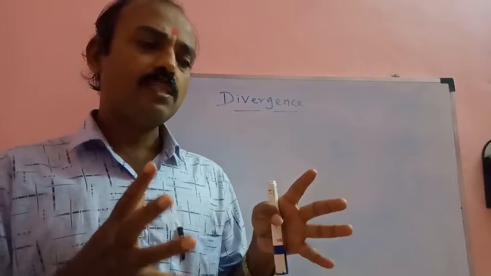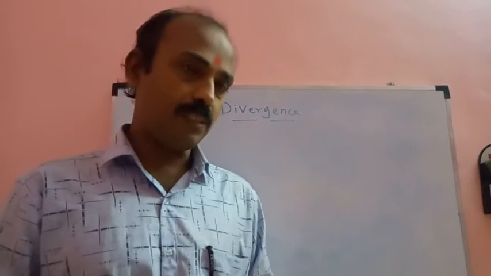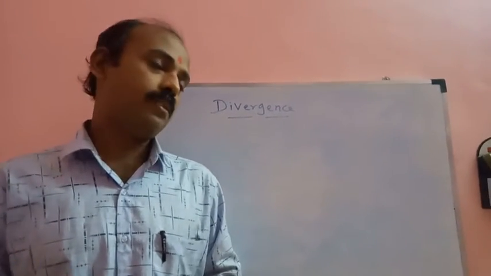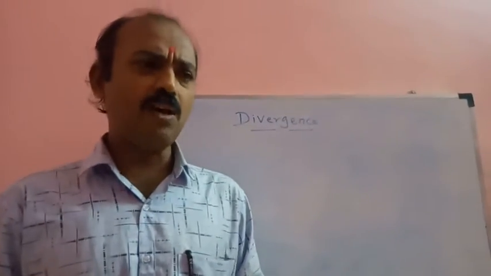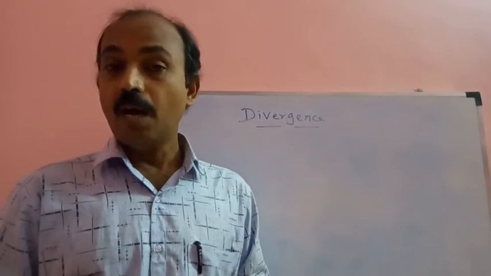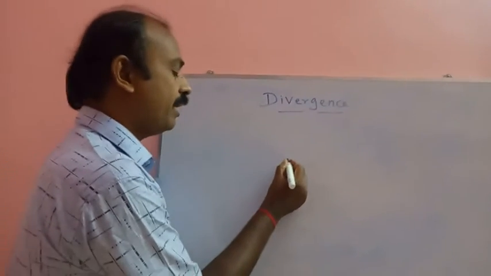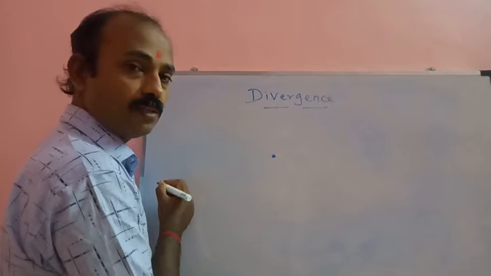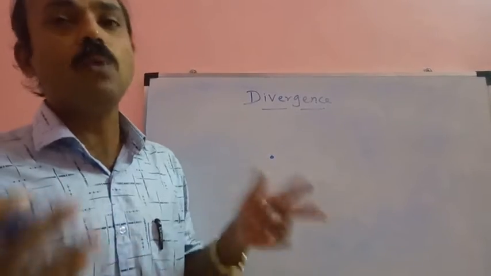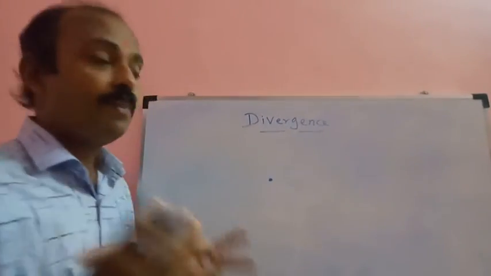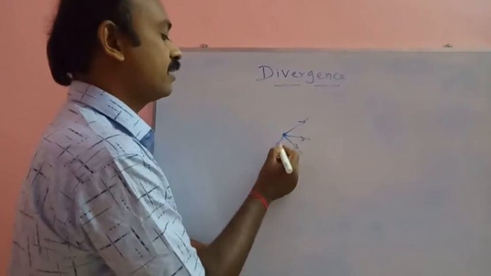So what is this operation going to do, or what is the meaning of this divergence in physics? Divergence is actually the amount of spreading of a vector from a point. See, this is a point. So what is divergence? It's the amount of spreading out of a vector from a point. So see here, like this. This is actually divergence.